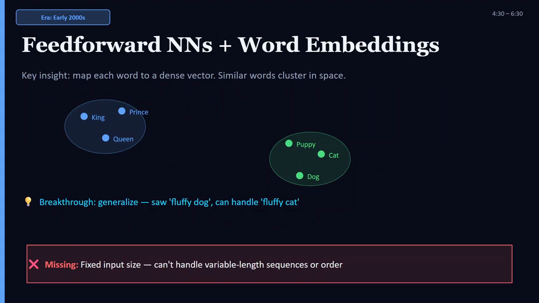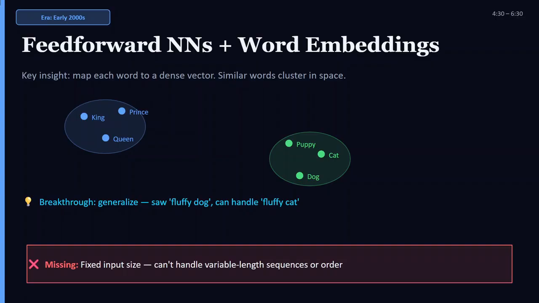So that's why we move to feed forward neural networks. This is where word embeddings are born. The idea that each word can be mapped to a vector of numbers and similar words cluster together in the space. Example, king and queen are close, dog and cat are also close, but king and dog are far apart. So they fed these embeddings into a feed forward neural network to predict the next word. Now, this was a simple leap. The model could now generalize. If it had never seen a fluffy cat but it had seen a fluffy dog, it could make reasonable predictions. The embedding space does the heavy lifting for us.